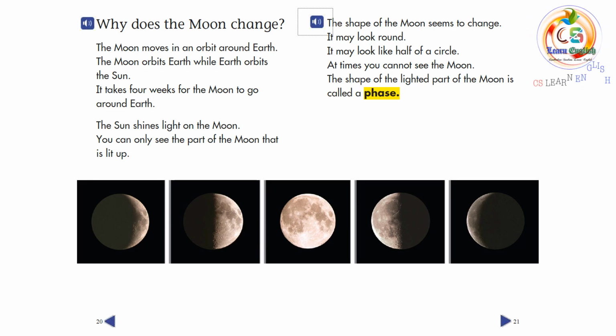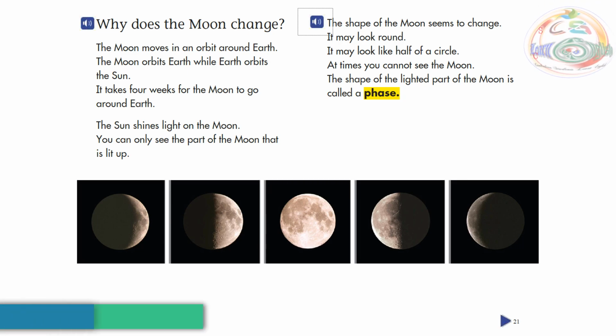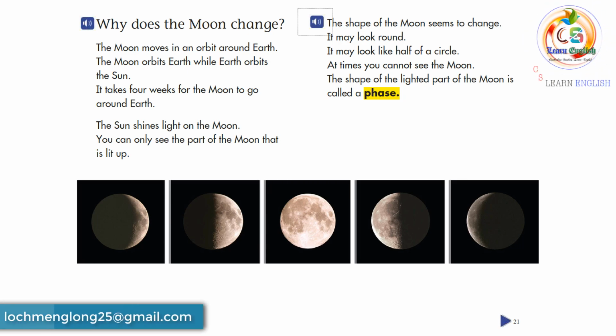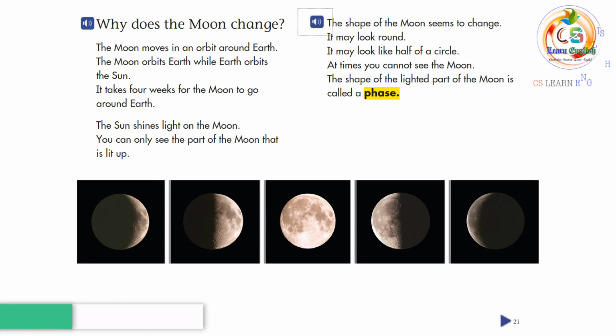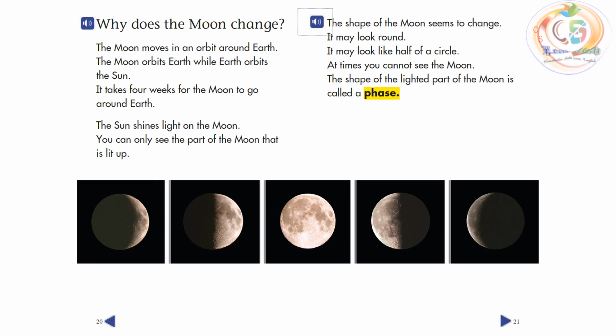The shape of the moon seems to change. It may look round. It may look like half of a circle. At times you cannot see the moon. The shape of the lighted part of the moon is called a phase.